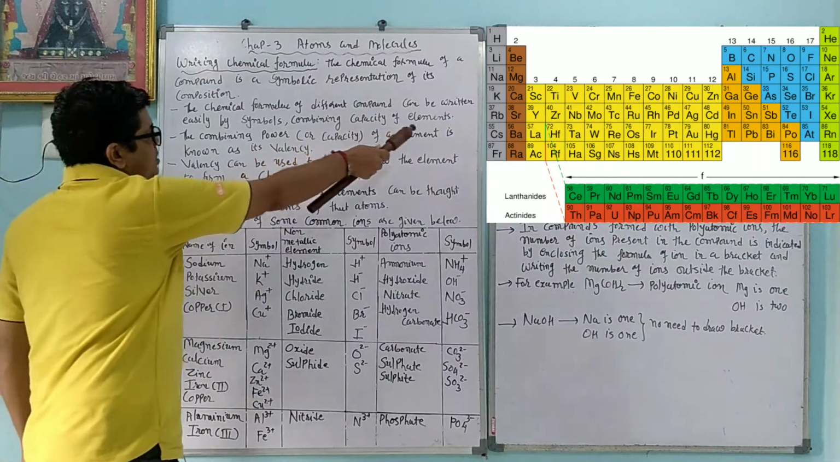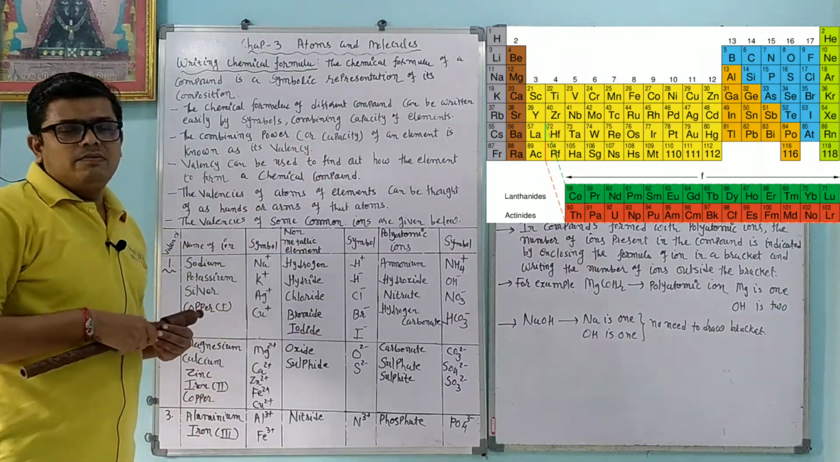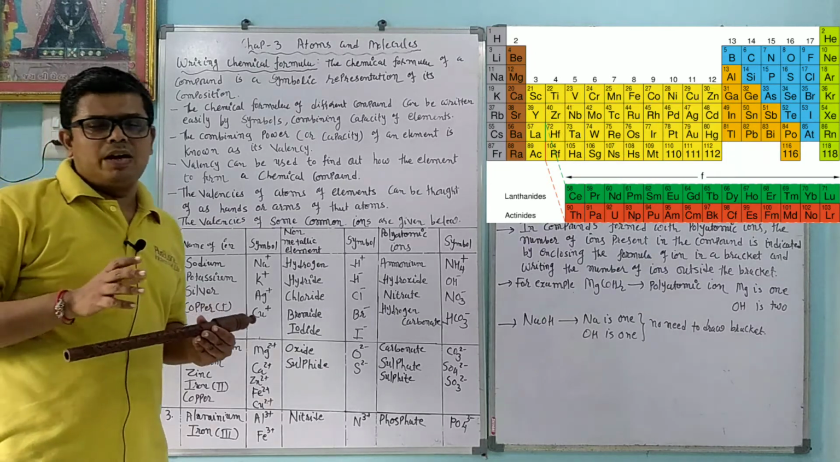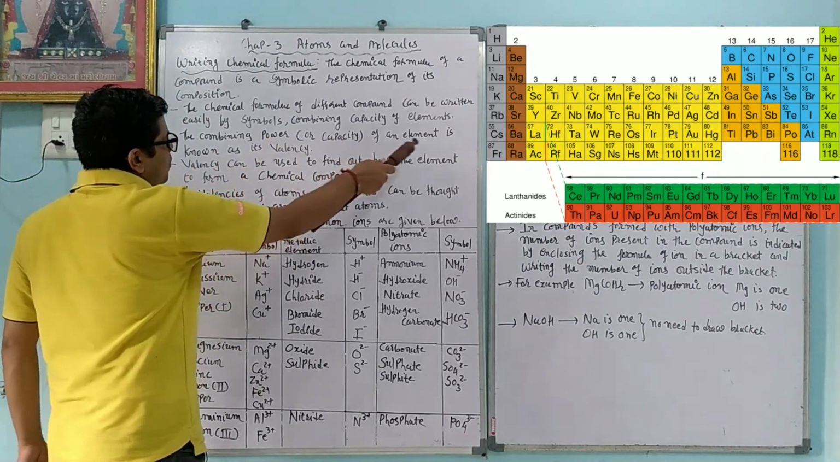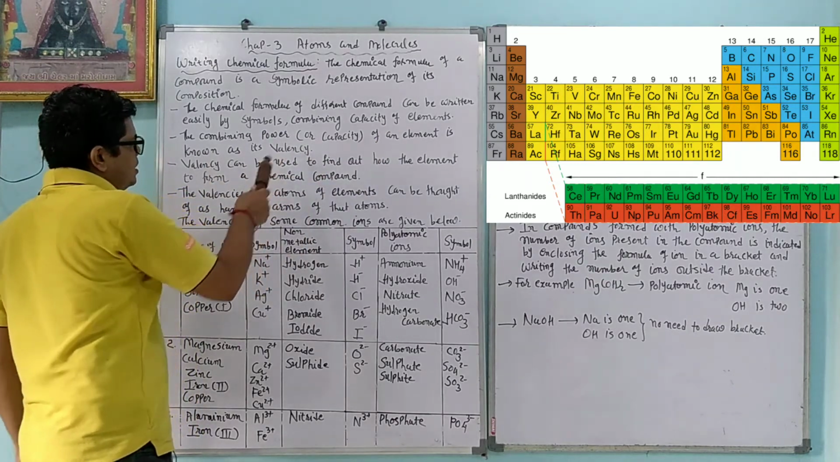Dear students, the combining capacity of an element is the valency. Valency is either plus or minus. The combining power or capacity of an element is known as its valency.